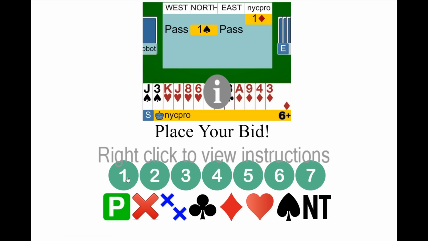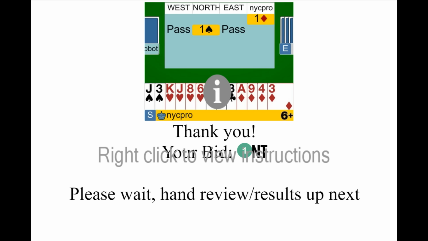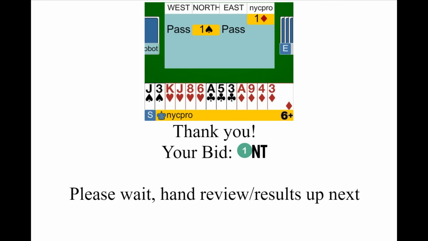All doing real well on this one. This is the classic one no trump rebid, right? We have shown that we have exactly 12 to 14 points. We have a normal balanced 12 to 14, which is exactly what this is going to show.